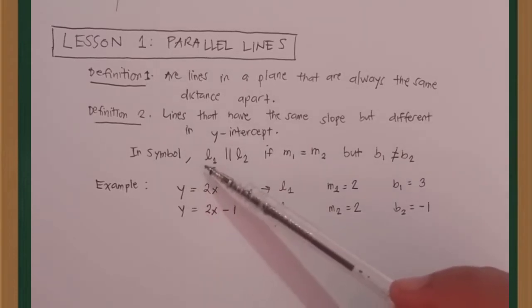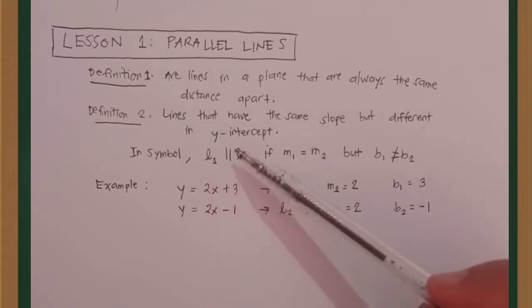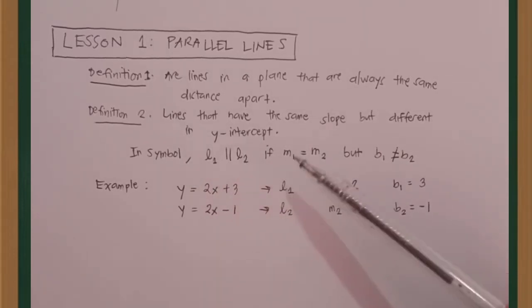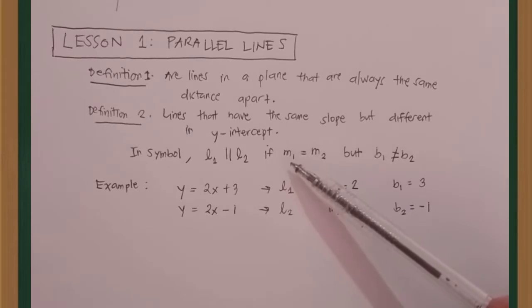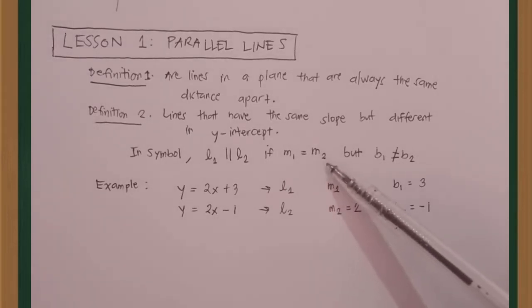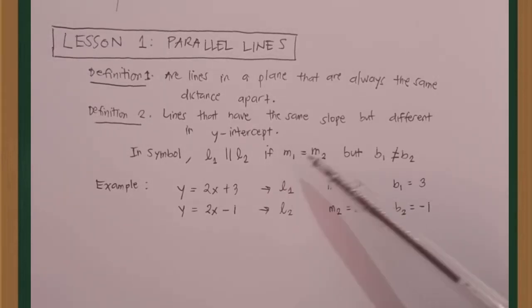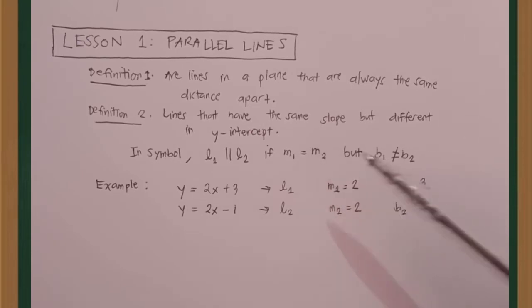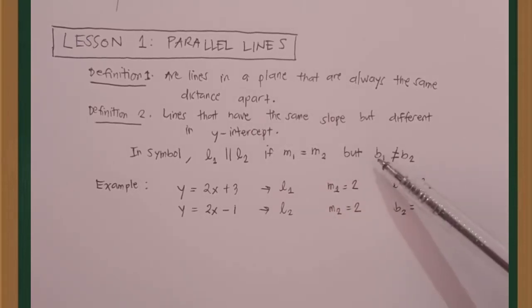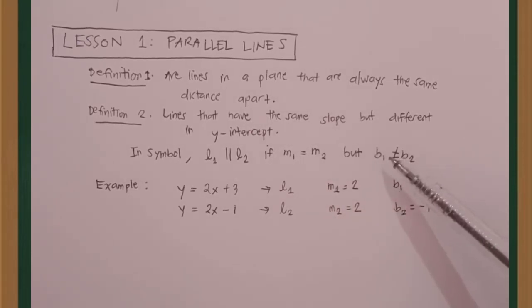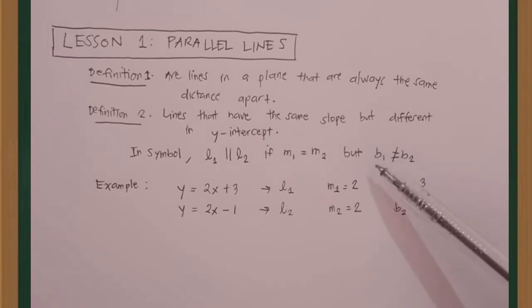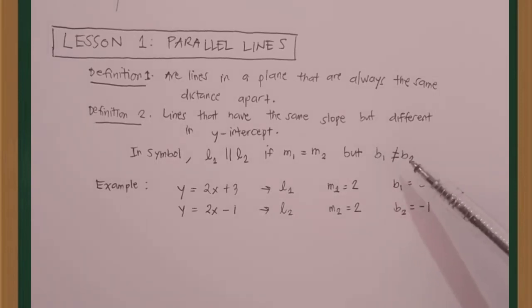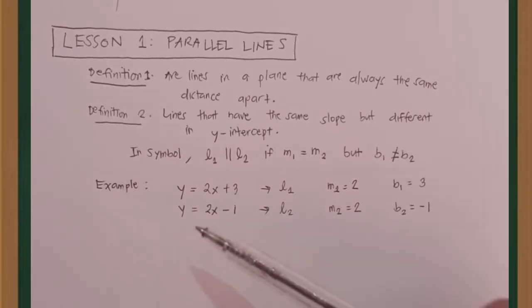In symbols, L1, or line 1, is parallel to line 2 if the slope, M1, where M stands for the slope, is equal to M2, or the slope of the first line is equal to the slope of the second line. But the y-intercept, B1, the y-intercept of the first line, is not equal to the y-intercept of the second line. Now we have here an example.